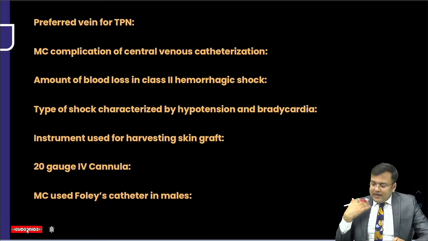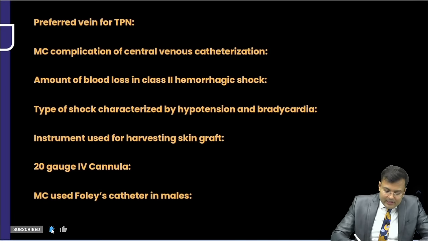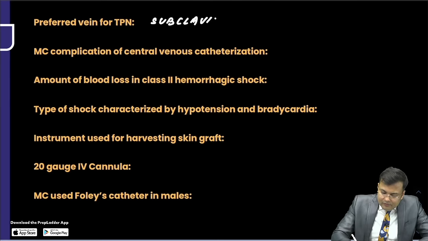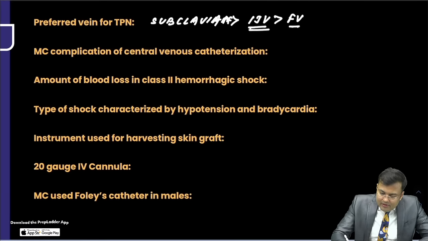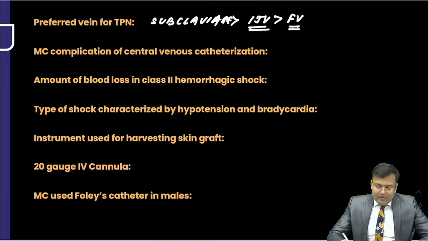Next, preferred vein for total parenteral nutrition. For total parenteral nutrition, what is the preferred vein? Subclavian, very good. It is subclavian vein, followed by internal jugular vein, followed by femoral vein. So subclavian, followed by internal jugular, followed by femoral vein.